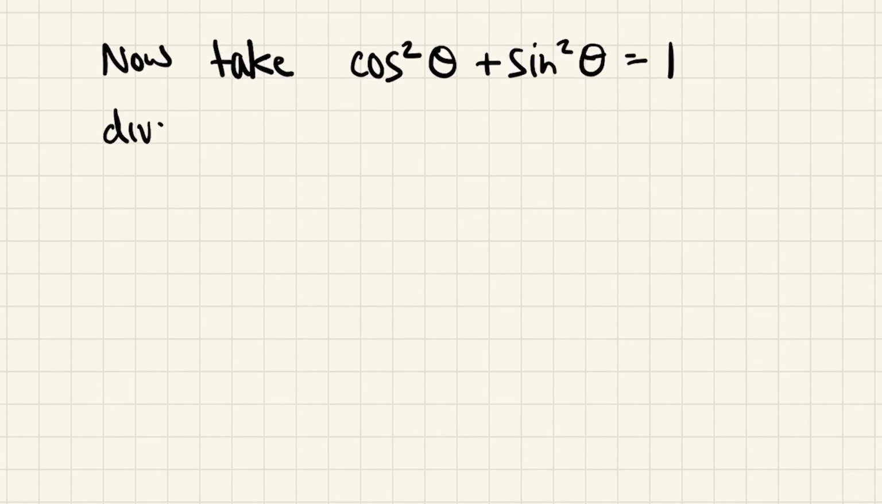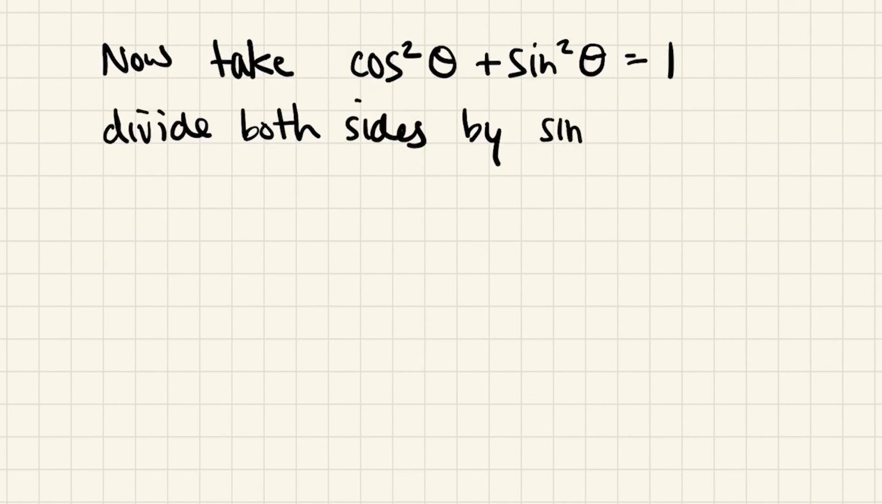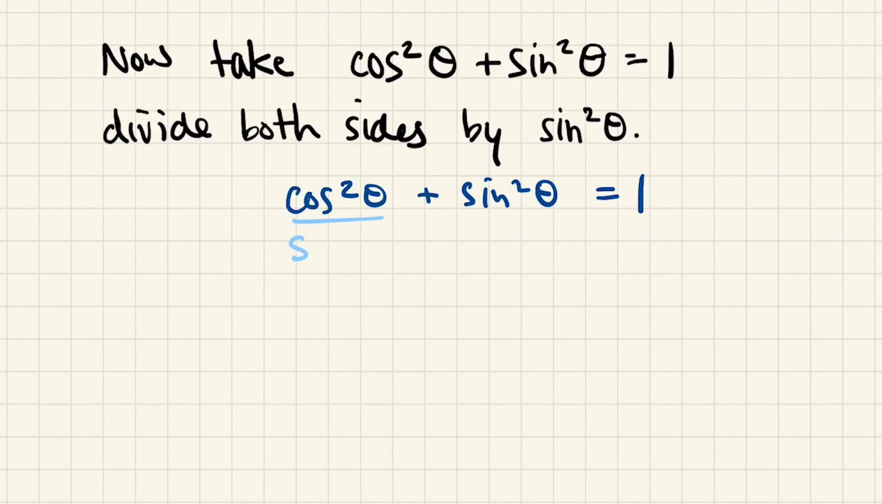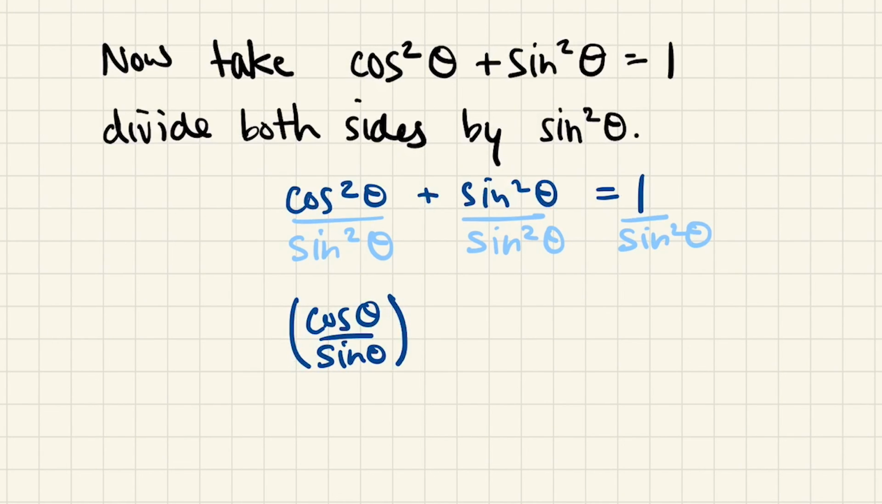Now let's go back to the first Pythagorean identity we found, which is kind of the main one: cosine squared plus sine squared equals 1, and divide both sides by sine squared. Last time it was cosine squared, this time it's sine squared. So we have cosine squared theta plus sine squared theta equals 1, and we're dividing each term by sine squared theta. So here we get cosine over sine, and that quantity is being squared.